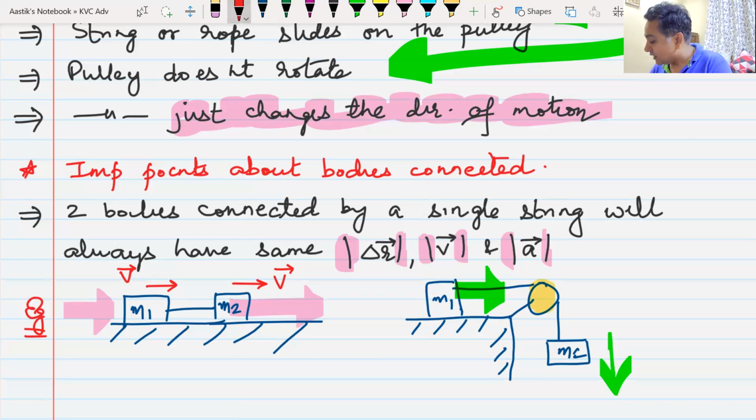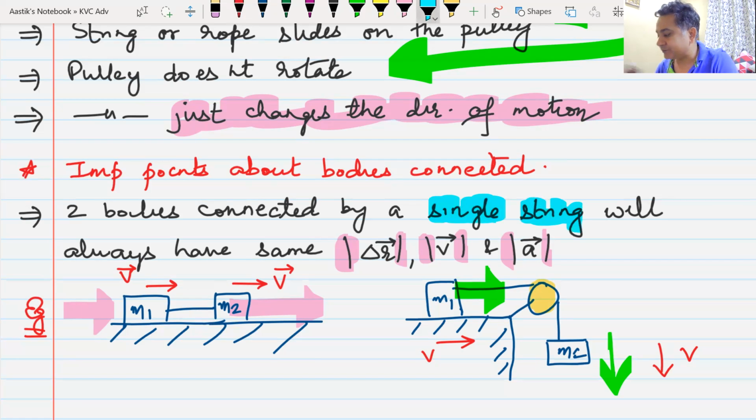Now, if this body moves down with a velocity v, this body does not move with the same velocity vector, but the magnitude of velocity is the same. Do we understand this? Yes, sir. And that is why I have written not the vectors, but the magnitude of vectors. Two bodies which are connected by a single string will have the same magnitudes of velocity. Remember, they must be connected by a single string. Then they will have same magnitude of velocity, same magnitude of acceleration, but their directions of motion can be different. Do we understand this? Yes, sir.